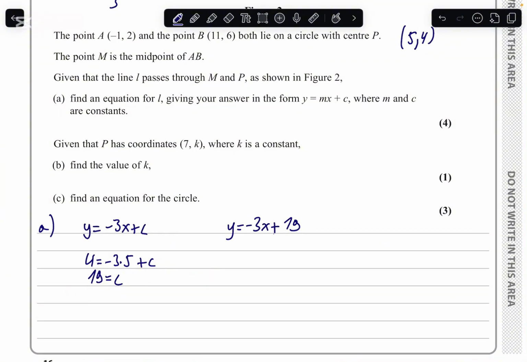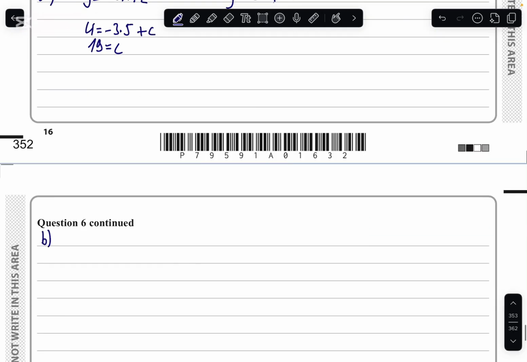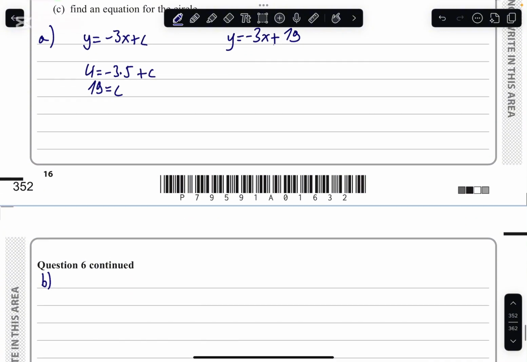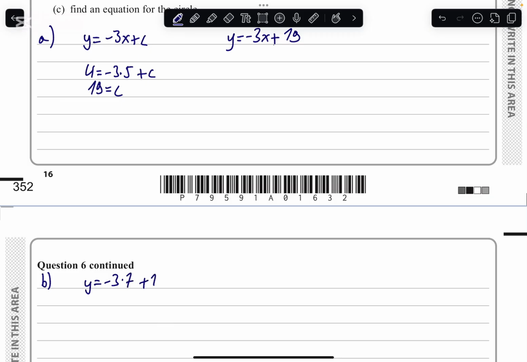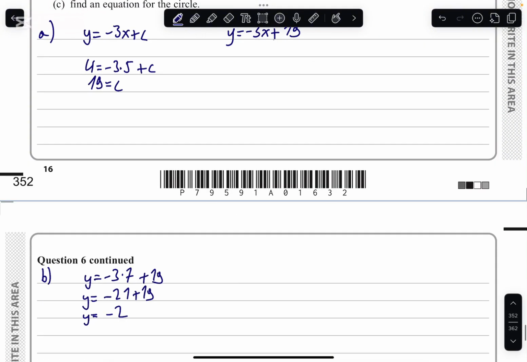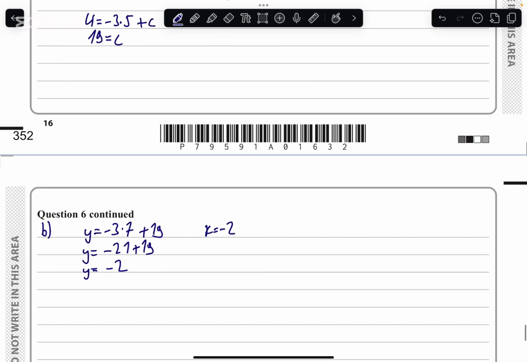In part B, it says that given that P has coordinates (7, k), where k is a constant, we need to find the value of k. We're just going to substitute x with 7 and find the y value. We do y = -3 times 7 + 19. y = -21 + 19. y = -2. So k = -2.